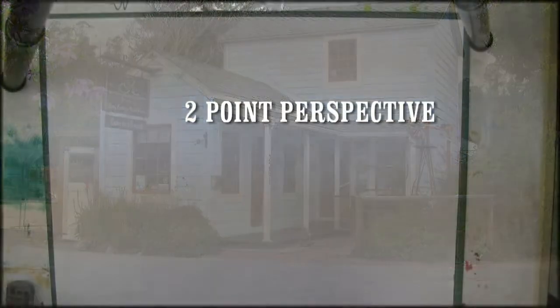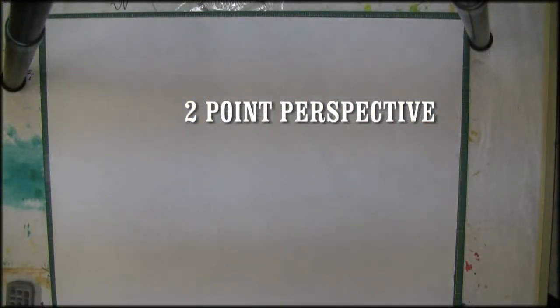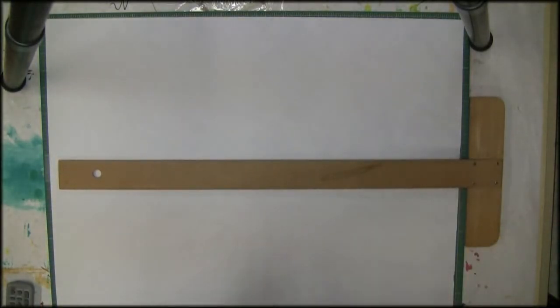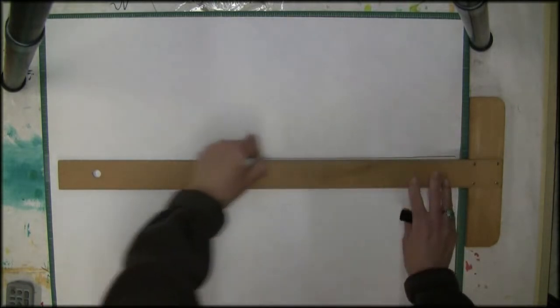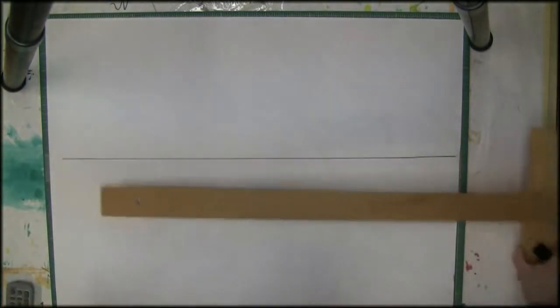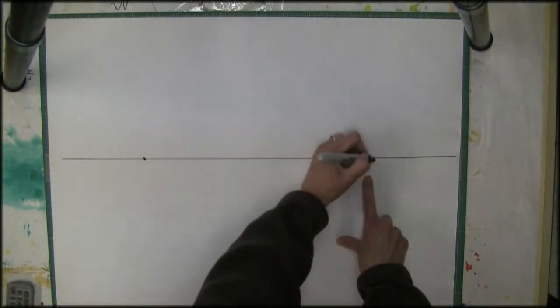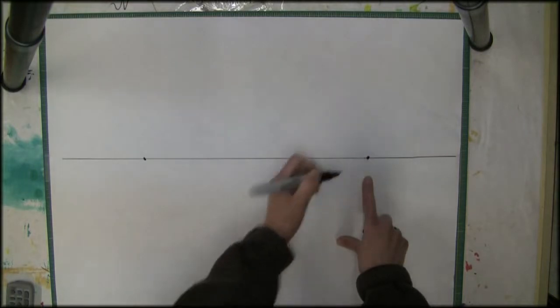2-point perspective. For 2-point perspective, we're going to need our horizon line. Remember, that's where the land and sky divide. Okay, and instead of having one vanishing point, we're going to have two. So we'll place them on our horizon line.